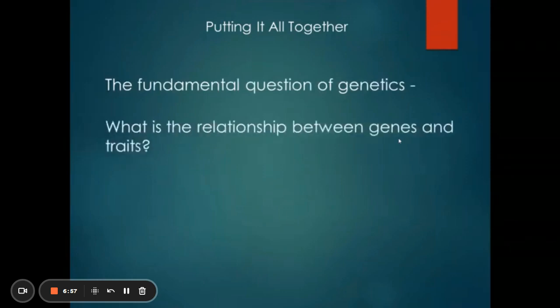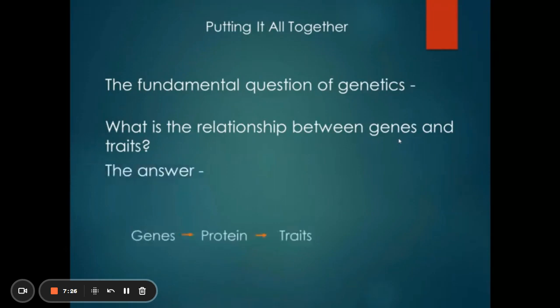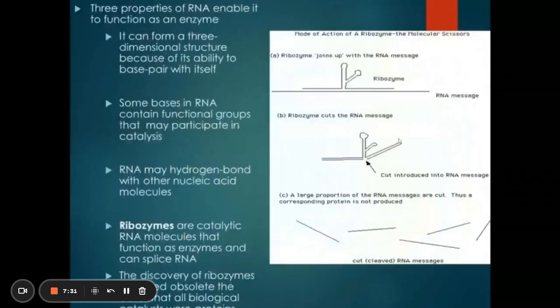Okay, so let's answer these questions. What is the relationship between genes and traits? Is it a trait when a gene is expressed? Okay, so when genes are expressed, they influence the traits. That's right. Genes code for the traits. That's exactly right. Good. So genes tell us what proteins to make, and those proteins control our traits.